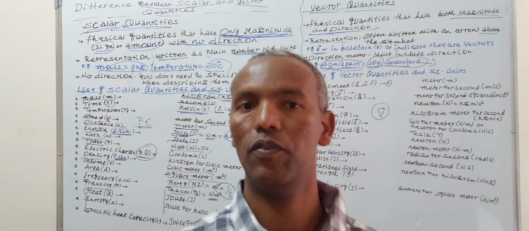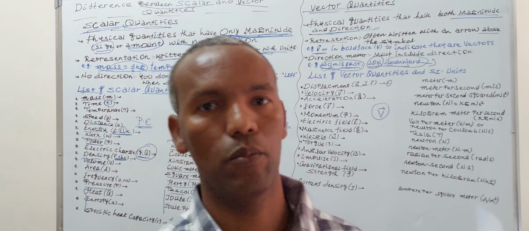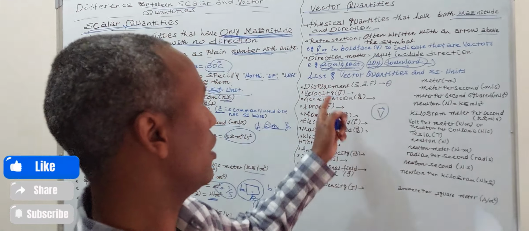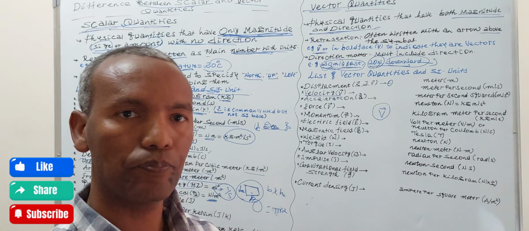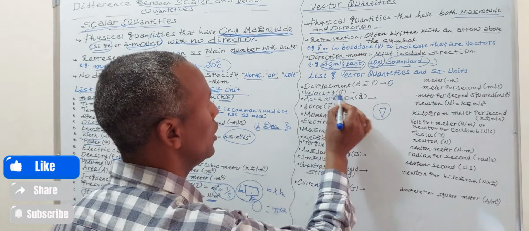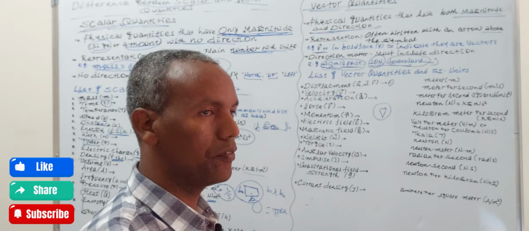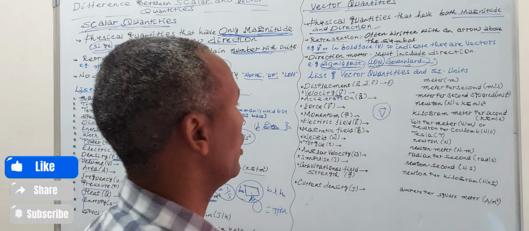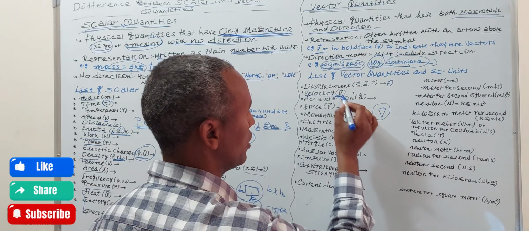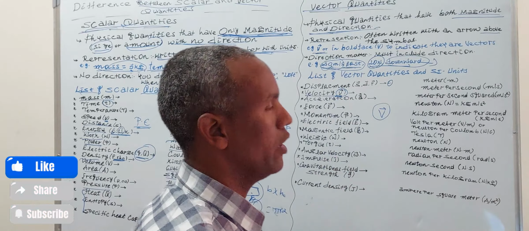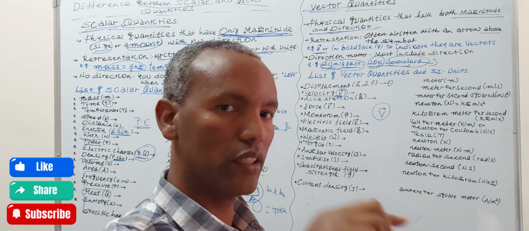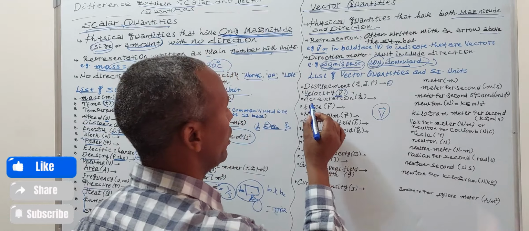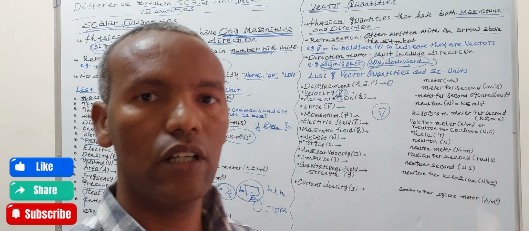Then velocity. If you are a high school student, maybe you are familiar with this symbol as well. It is symbolized by V with an arrow above it. We write V, and then we need to write an arrow above the V. And then acceleration is another vector physical quantity, and you can see the symbol here.